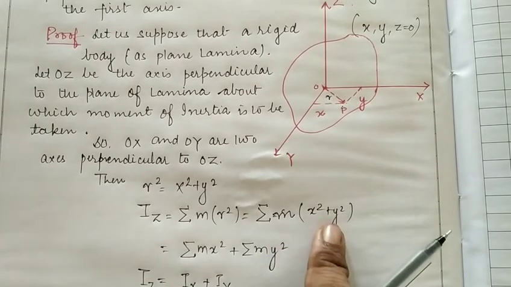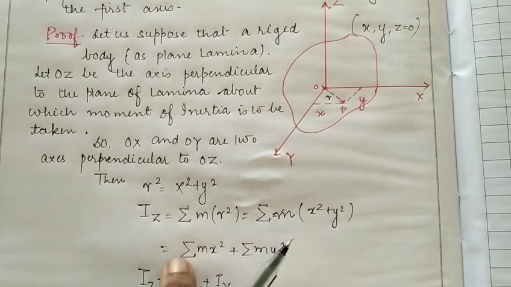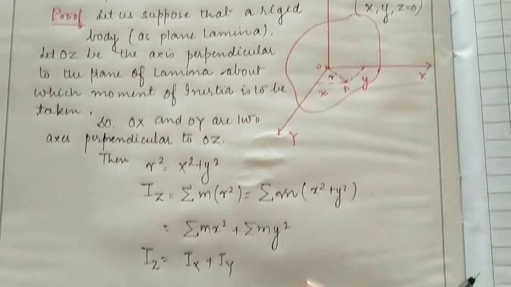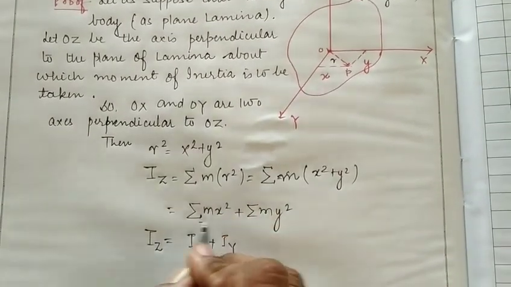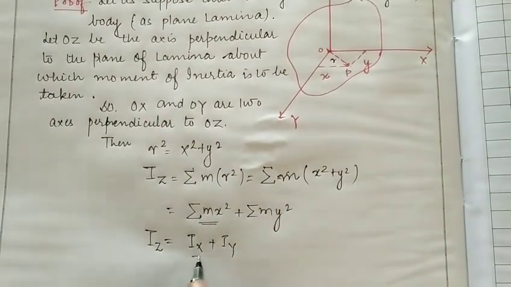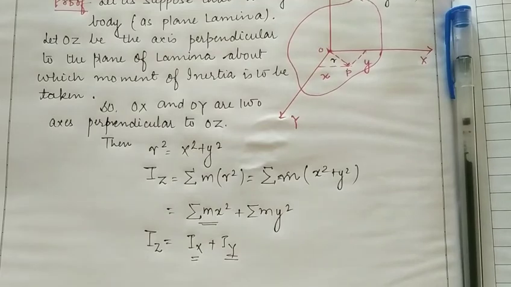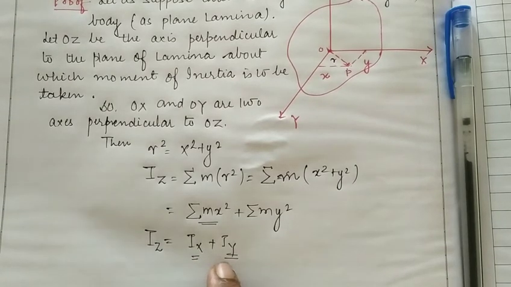If we apply the distributive property, what we get is summation of mx square plus summation of my square, from which we can conclude that it is the moment of inertia along the x-axis and the moment of inertia along the y-axis. So in this way we have shown that the moment of inertia of a plane lamina perpendicular to its plane will be equal to the summation of the moments of inertia along the two perpendicular axes.